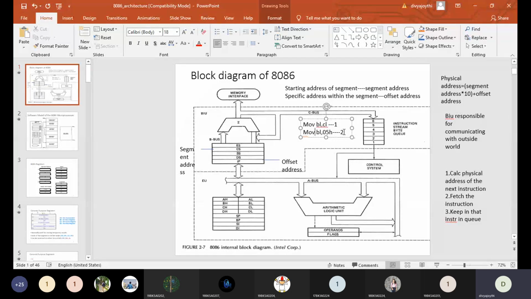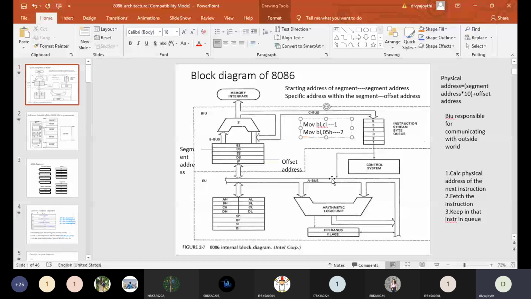The second instruction has an opcode part and a number part. The opcode part will move on to the decoding system, that is the control system, and the number part will directly come to the execution unit. Did you get the difference between instruction 1 and instruction 2? So the numbers come directly into the execution unit from the queue, whereas opcodes have to move on to the control system and be decoded, and after decoding they come to the execution unit. Clear with this, ma'am?